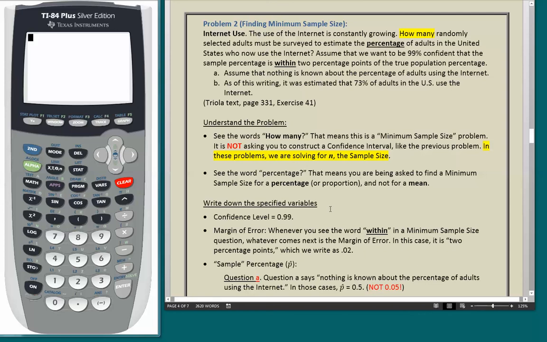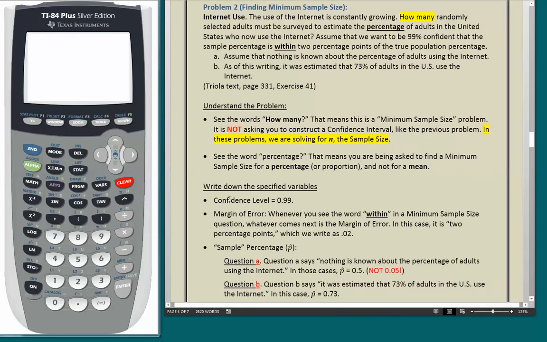Now we want to write down the variables that we're going to be using to answer this question. The first variable is the confidence level, and you'll see it's specified. It's 0.99. There you go, right there. We want to be 99% confident, so the confidence level is 0.99. Margin of error. Whenever you see the word within in a minimum sample size question, whatever comes next is the margin of error. So there you go. You see that word within? It says within 2 percentage points. So that is the margin of error. And we write that as 0.02. It's the same thing. So the margin of error is 0.02.